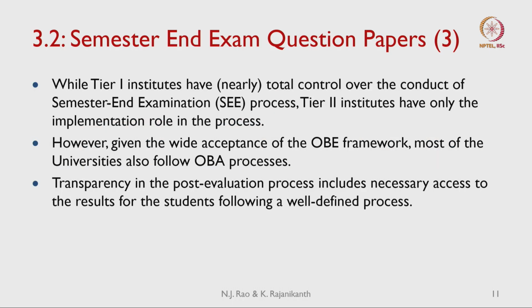As we mentioned, Tier 1 institutes have much greater freedom and responsibility in terms of SCE, but Tier 2 institutes have a limited role. Transparency in the post evaluation process includes necessary access to the results for students following a well defined process. Nowadays, many of the universities are permitting even Tier 2 institute students to have access to this information, following of course a due process. So, what is the process and what is the extent to which students are able to access the results following that process.